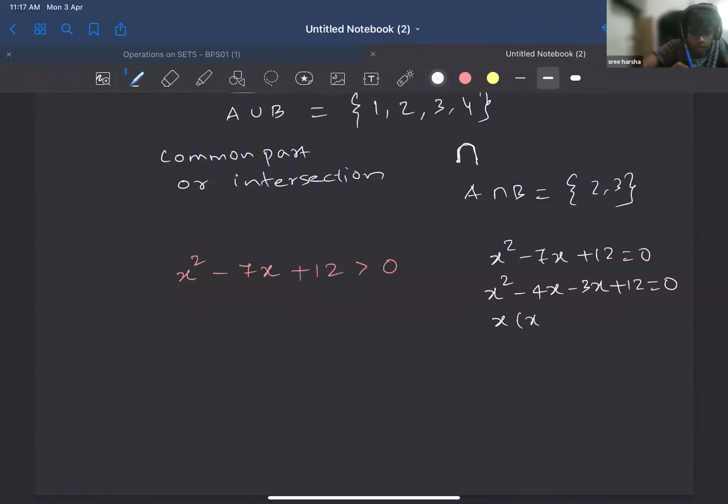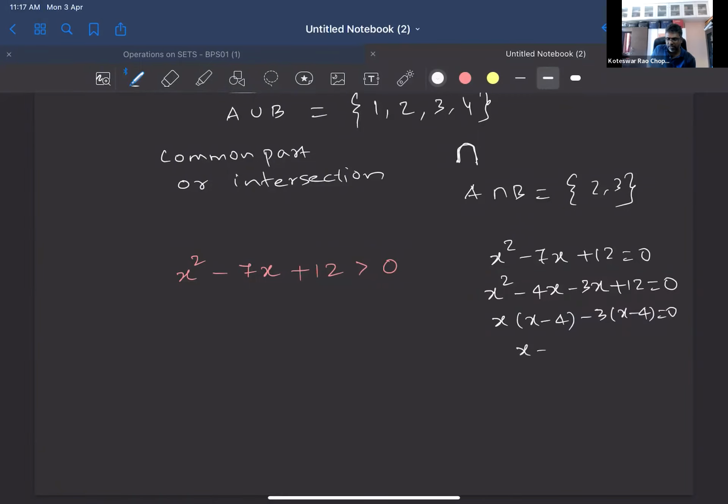So x times x minus 3 minus 4 times x minus 3, giving x minus 3 and x minus 4. So what are the factors here? x minus 3 and x minus 4. For these two values, x equal to 3 and x equal to 4, I have an equality, not an inequality. That is why these values 3 and 4 are taken as critical points. On the number line, you put those critical points first.